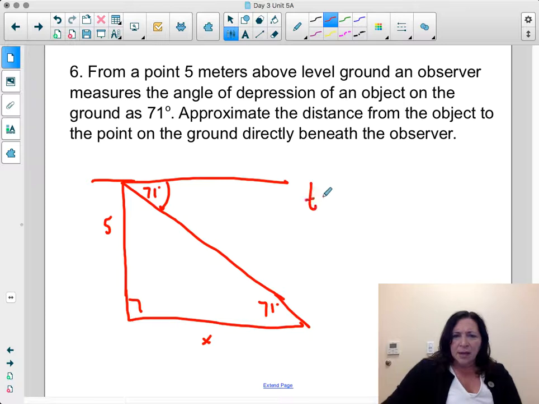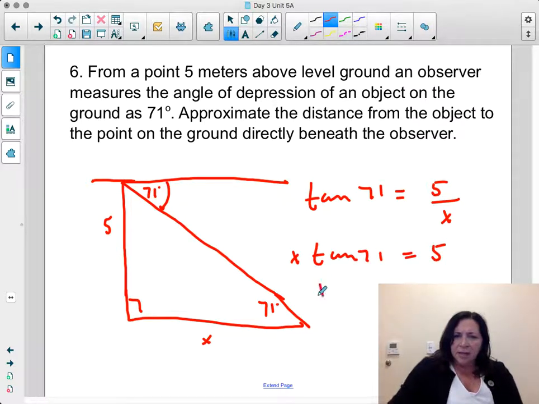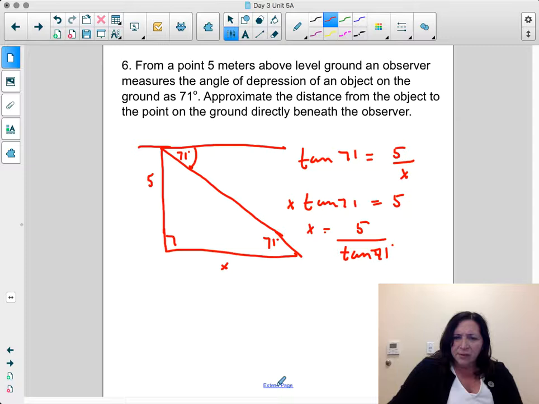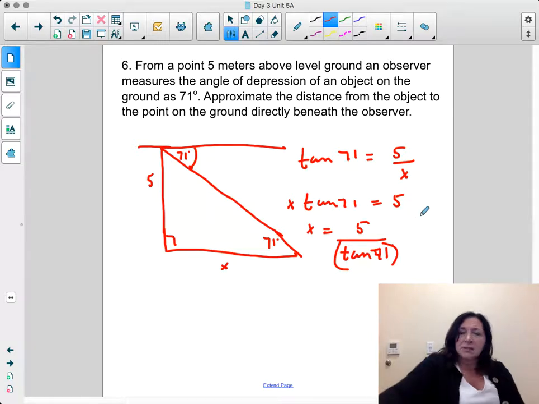So again, another tangent problem. So tangent of 71 is equal to opposite over adjacent. Like I said, if you don't have a calculator, all you're doing is just manipulating this so that you can solve. So x is 5 over whatever tangent of 71 degrees is. And whatever that is, you can work it out. But if you're not allowed a calculator, then you would just leave your answer as is.